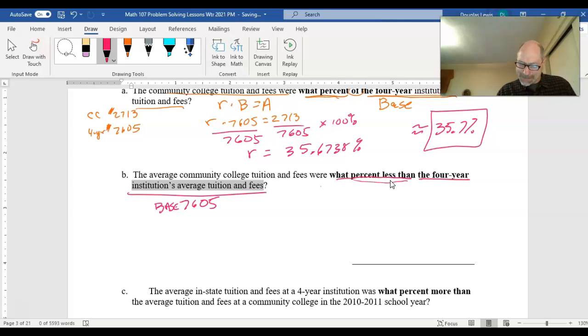So to find the percent less than, we need to know the amount, the absolute amount less than. So what do we have to do to find the percent less than? We have to subtract 76.05 minus 27.13.